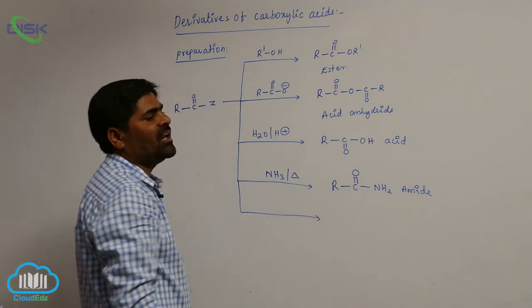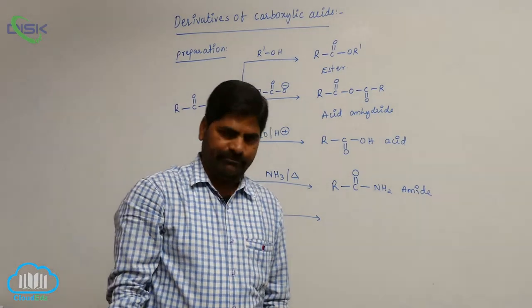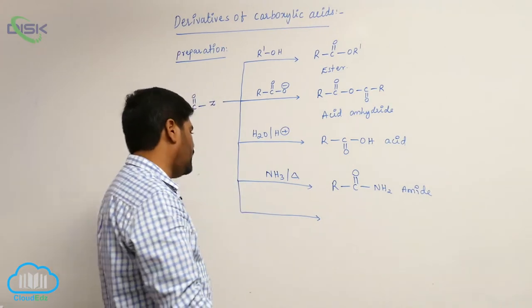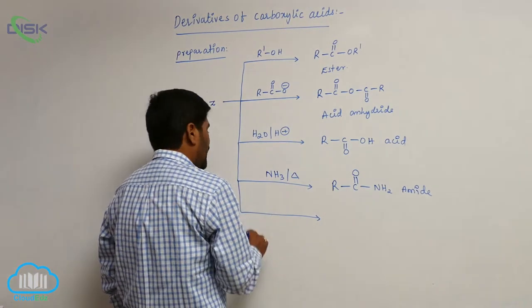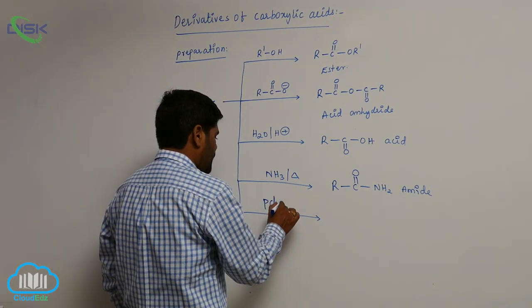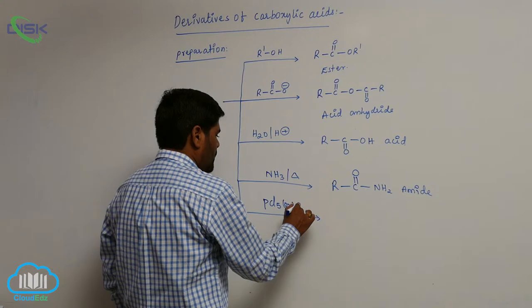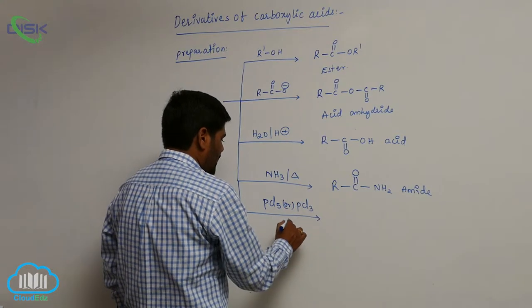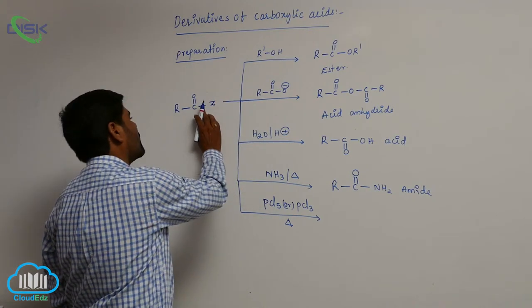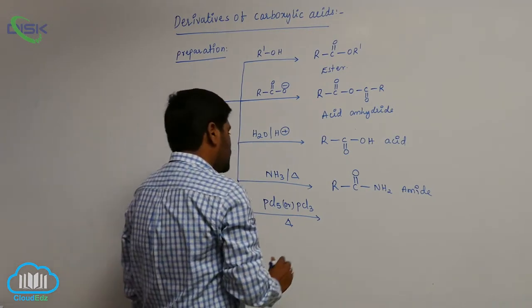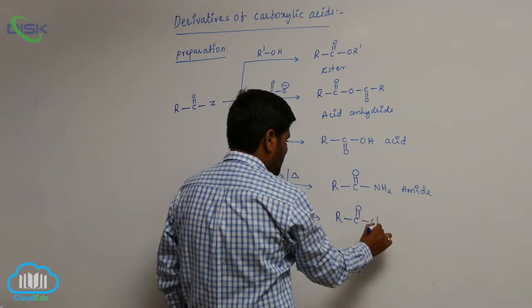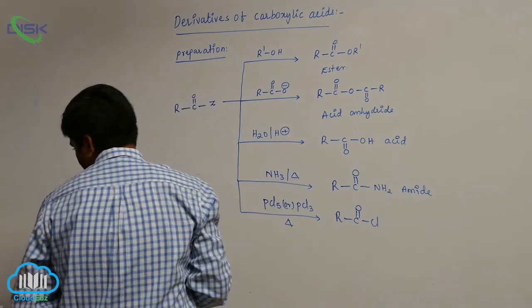Any one of the chlorinating agents like PCl5, PCl3, or SOCl2 if you are using. Generally, with a chlorinating agent like PCl5 or PCl3, at the acyl carbon, loss of Z minus takes place. Now it converts into acid chloride.